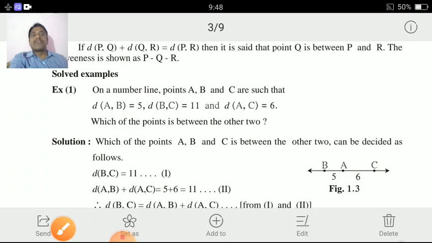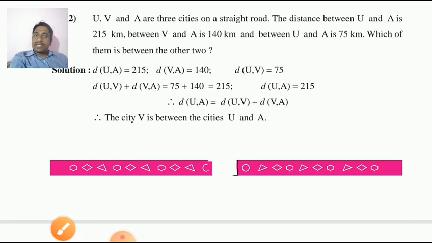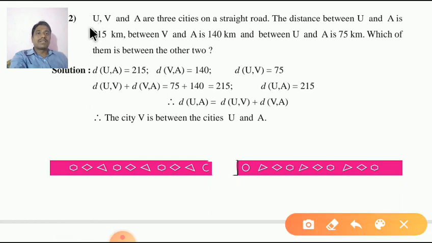In this way, solve another example. So now here is a second example. Point 3: U, V and A are 3 cities on a straight road. The distance between U and A is 215 km, between V and A is 140 km, and between U and V is 75 km. Which of them is between the other two? That means there are 3 cities, U, V and A. We have to find which city is between the other two cities.